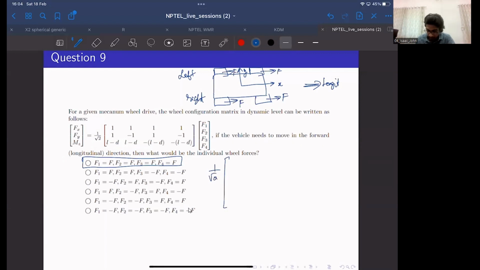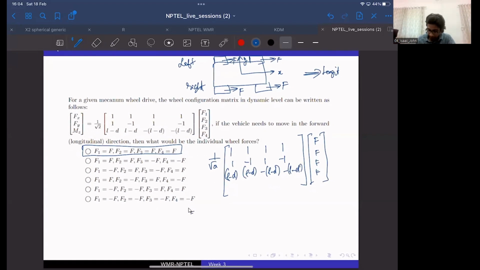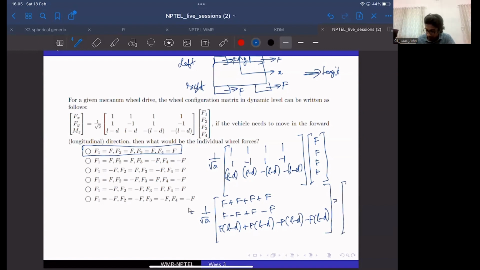1 by root 2 times the matrix: 1, 1, 1, 1; 1, negative 1, 1, negative 1; L minus D, L minus D, minus L minus D, minus L minus D. If all 4 forces are equal and in the same direction, and you multiply this through, we end up with F plus F plus F plus F. The second component would be F minus F plus F minus F. Then F times L minus D plus F times L minus D minus F times L minus D minus F times L minus D. So this would be a constant in the X direction, 0 in the Y direction, and 0 for the Z axis moment also.